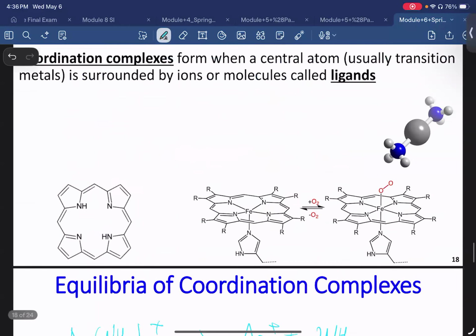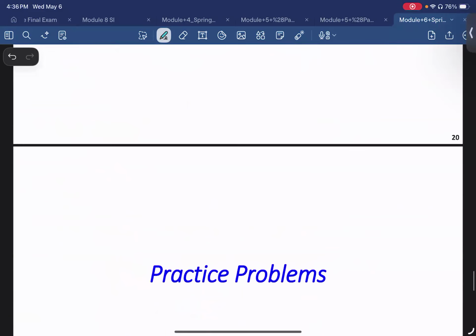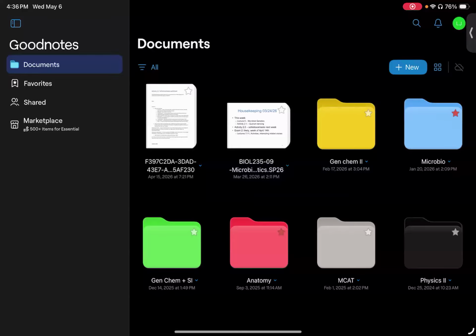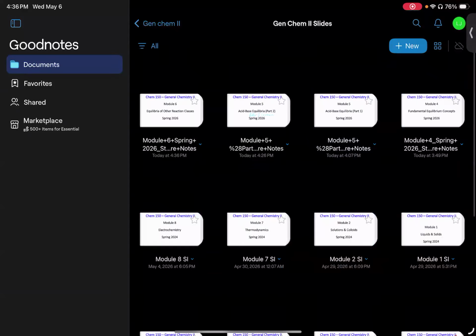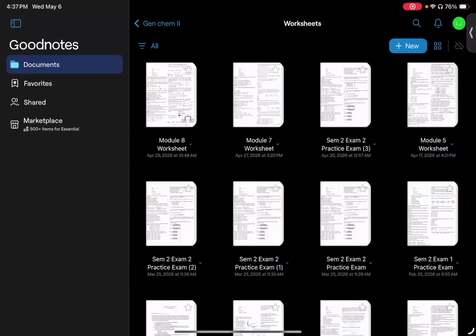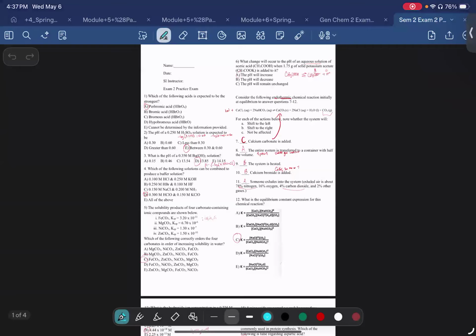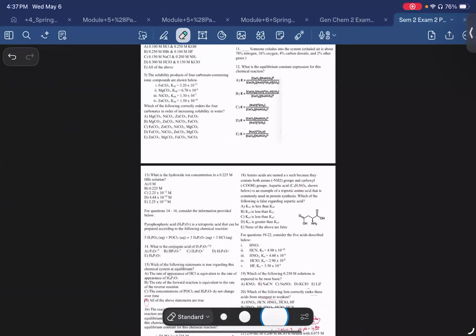Does anyone have any questions about anything? If not, we'll just get into some practice problems. I was yapping, so now I'm going to do some practice with y'all and stop yapping as much. Let's go to the worksheets and go over some of this mock exam. Let me just erase some of these answers.